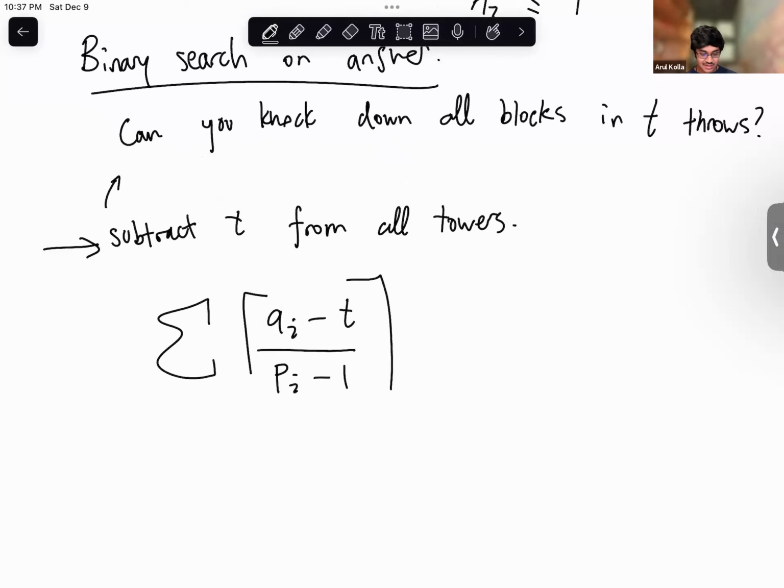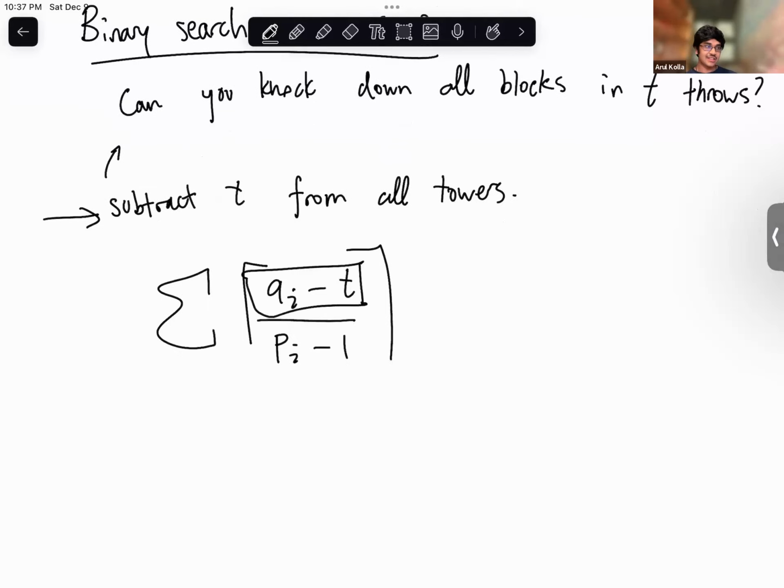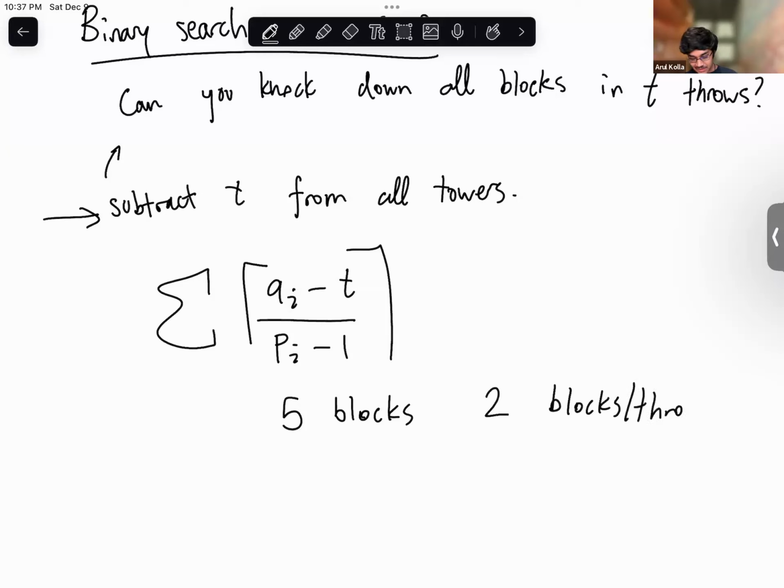Right? So what is this saying? It's saying that after I subtract T from Ai, this numerator is the number of blocks remaining. And the denominator is the number of blocks I take away in one move. So the number of times I have to pick a certain tower is this ceiling function, right? Because if I run out of blocks, let's give an example. If I have 5 blocks in a tower and I can remove 2 blocks per throw, then I need the ceiling of 5 over 2 throws to completely remove the tower, which is 3, right?